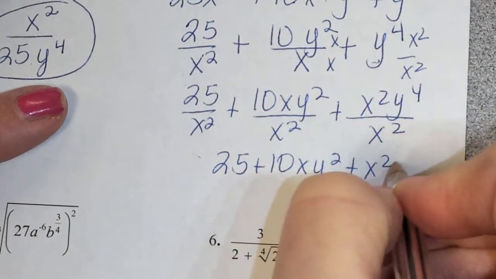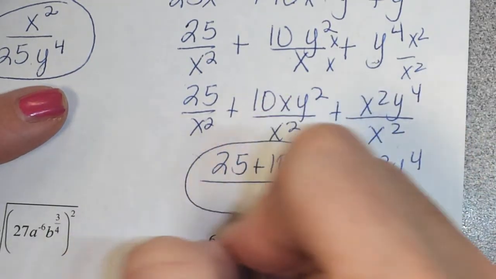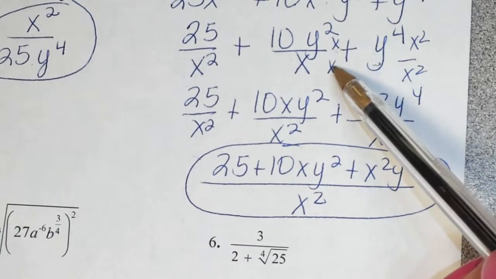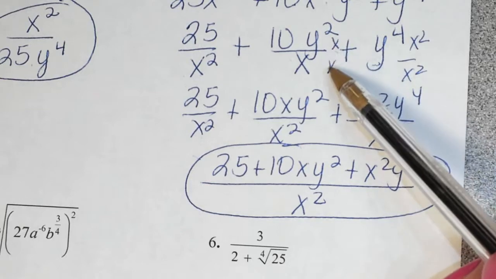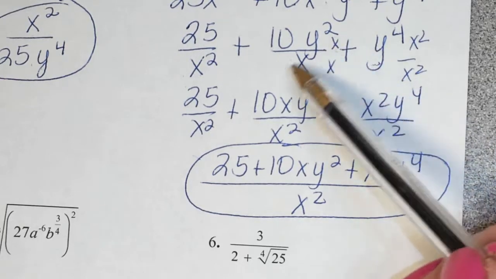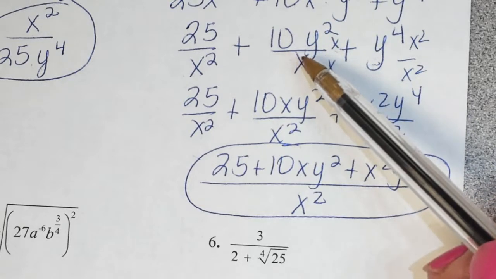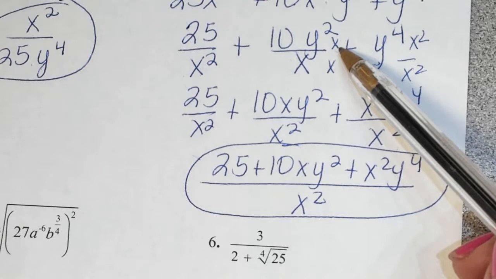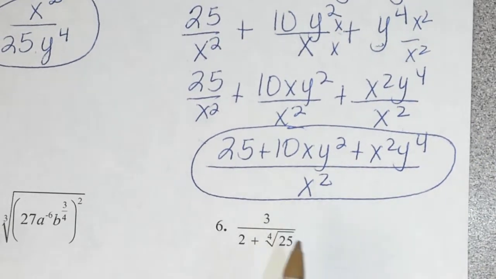So all you're doing for this, like 10y squared over x, is just multiplying by x over x. I have to multiply by 1. I'm not allowed to change the value. If I multiply by x divided by x, I'm really multiplying by 1, so I'm not changing the value of something when I do that. So if I multiply the bottom by x, I must multiply the top by x too. Any other questions on that one?